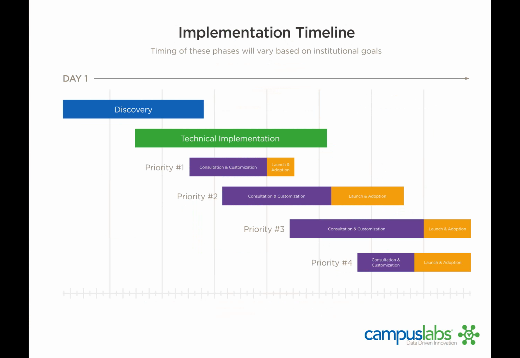Implementation-wise, an implementation with course evaluations is pretty straightforward. We do some discovery. While we're doing discovery, we'd start the tech implementation side. You all are already authenticated with Engage, so you wouldn't have to do that piece. And then we'd start working through priorities to make sure that everything was up and running and you were ready to go.